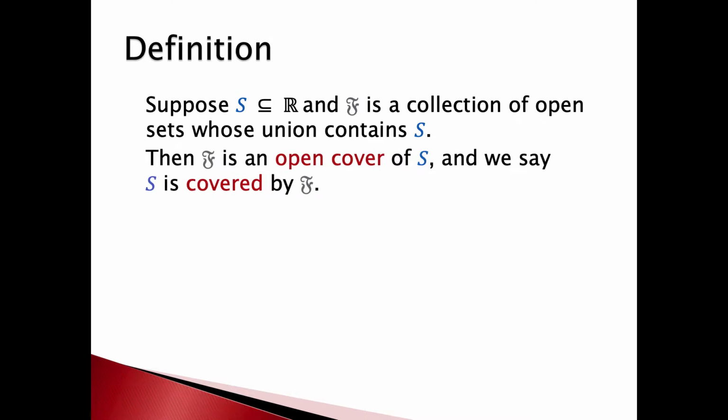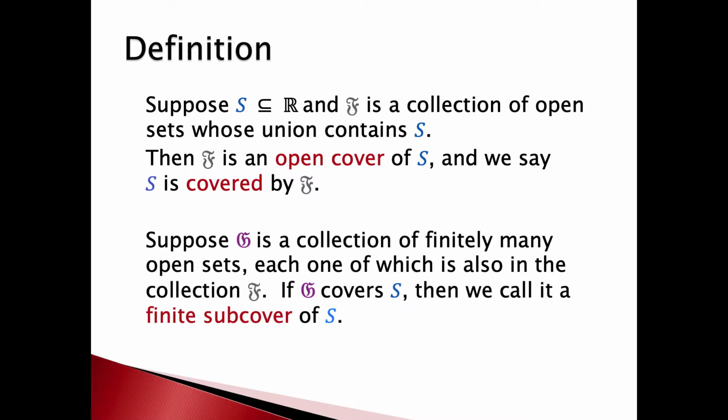We call then scripty F an open cover of S, and we say that S gets covered up by scripty F. And then suppose we had a scripty G. Again, that looks like some sort of freaky medieval rune, but that's that old German Fraktur font. Scripty G is a collection of finitely many sets that come out of scripty F. It's a finite subset of scripty F. If scripty G covers S, then we call it a finite subcover of the original blue set S.